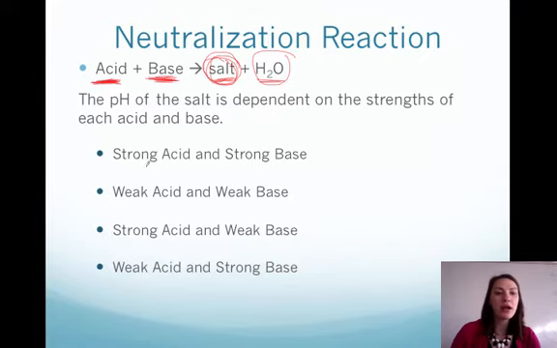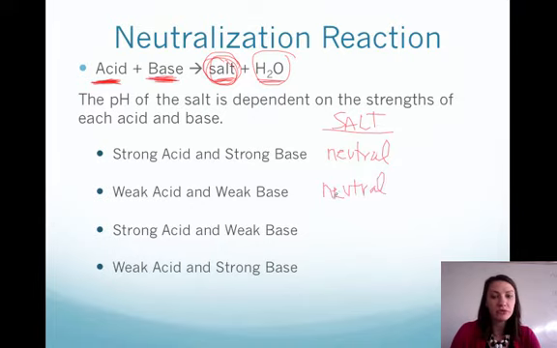So I have a strong acid and a strong base. It's going to be neutral. So this is going to be the salt over here. The salt that's produced is going to be neutral. Okay, if I have a weak acid and a weak base, it's also going to be neutral. So neither one is going to overpower the other. They're going to neutralize each other.